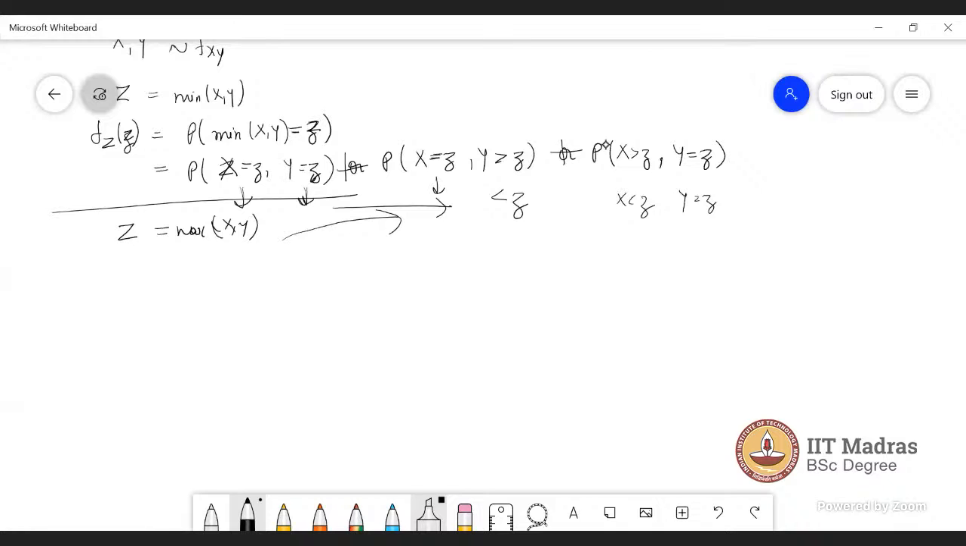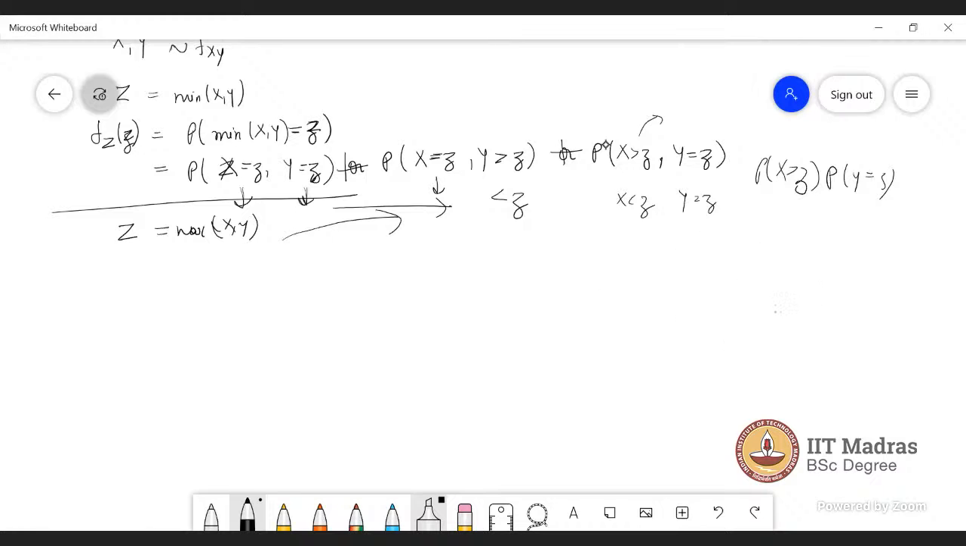Similarly, to find out the probability x greater than z, we will do 1 minus the probability x less than or equal to z. That is how we solve it. In case x and y are independent, you can write it as the probability x greater than z into the probability y equals z, right?